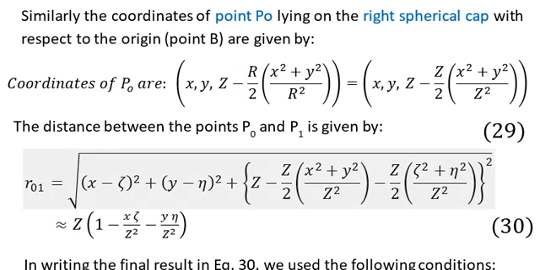Now you see that we have found R01 in equation number 30, and we have x minus zeta whole square plus y minus eta whole square plus the difference of these z coordinates squared, and the square root of the whole. So expanding this and applying the approximations which are given below, we have written that R01 is approximately equal to capital Z, and within the parenthesis we have 1 minus x into zeta over z square minus y into eta over z square. So this is the value of R that we shall use in the exponent where R01 would exist. We shall replace R01 in the exponent by the expression on the right hand side in equation number 32.